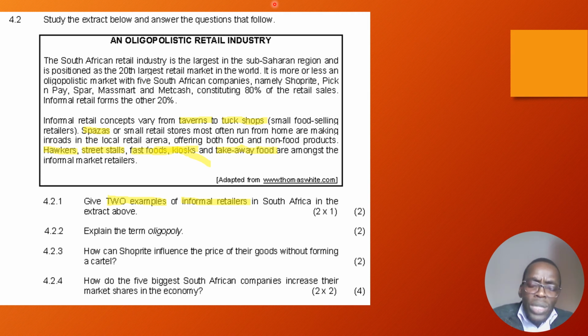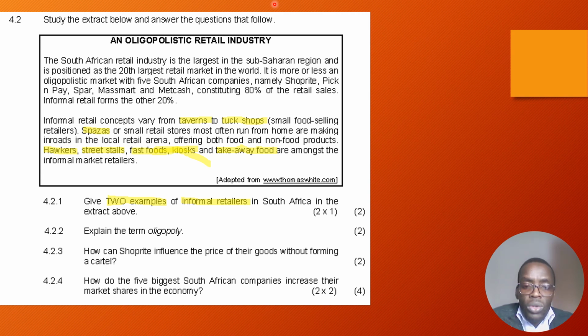And remember, we defined what collusion is, and we said this is an act of coming together, and then you agree on doing something that is considered to be illegal. Then we are saying that becomes collusion. So in this case, the question is asking how can ShopRite influence the price of goods without forming a cartel?